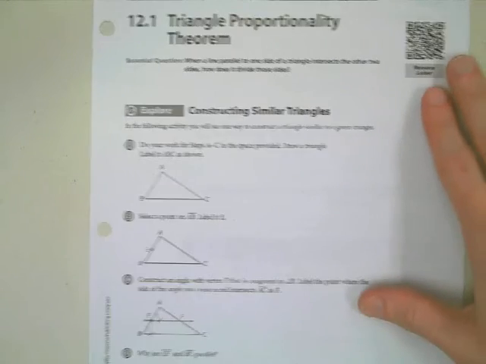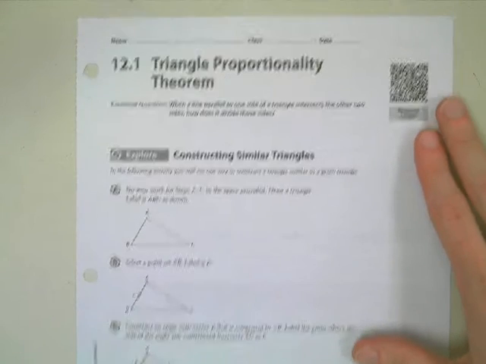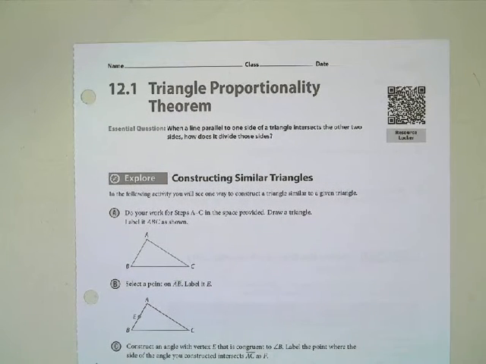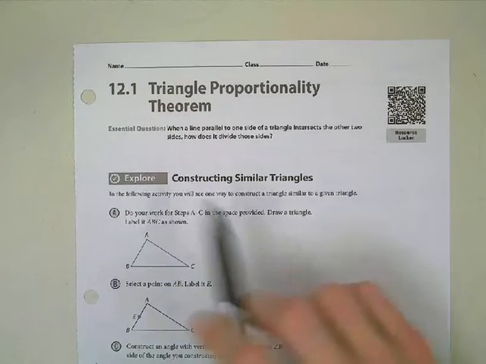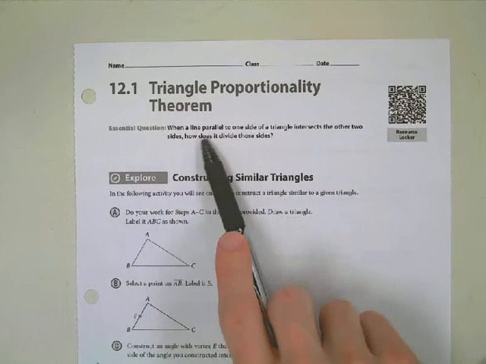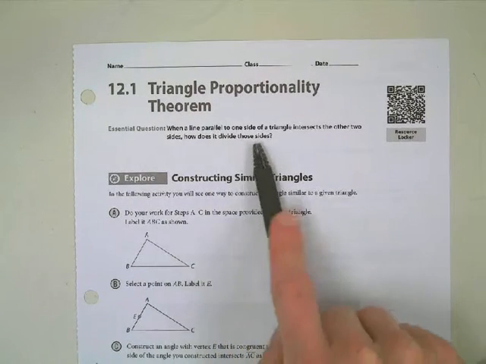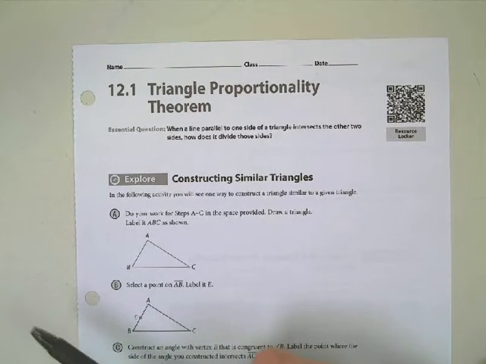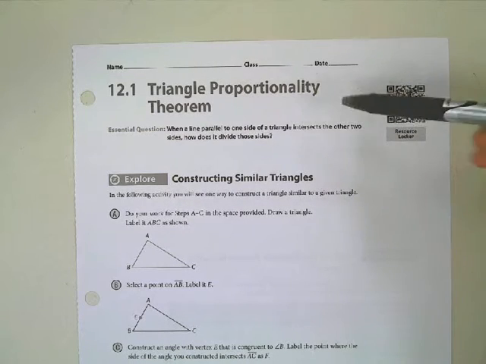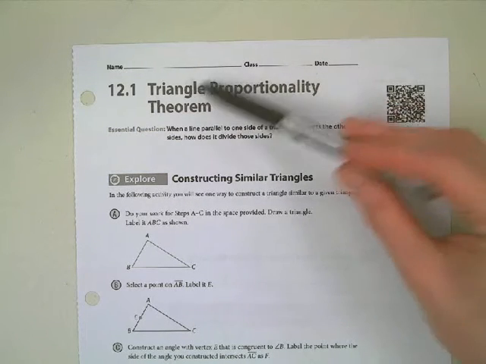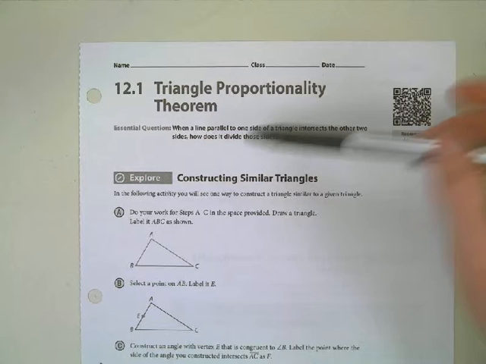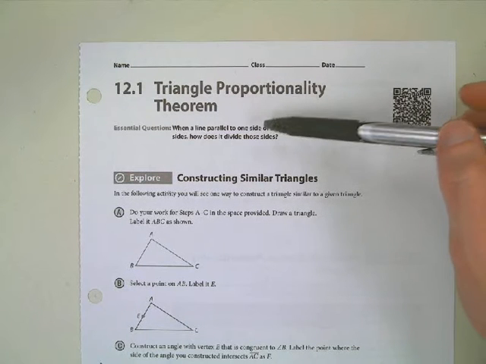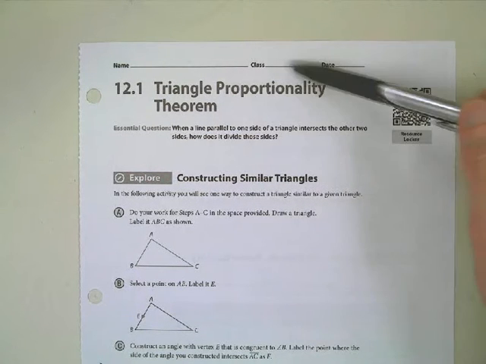Okay, so a different kind of relationship that we're going to look at here deals with the triangle proportionality theorem. So, essential question: when a line parallel to one side of a triangle intersects the other two sides, how does it divide those sides? And you might already see that, because we're talking about the triangle proportionality theorem. So how does it divide those two sides? Well, there's a good chance it's going to be proportionally, okay?